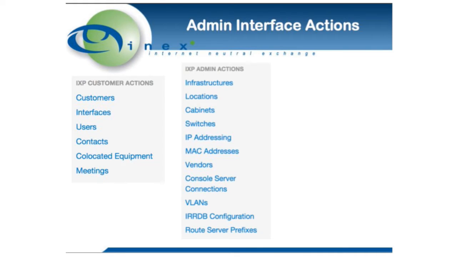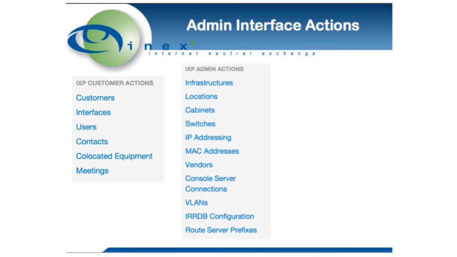Infrastructures: at INEX we run 2 infrastructures, so we have a primary and secondary LAN, one running Extreme, one running Brocade. Same as LINX, I think they have a Juniper LAN and a Brocade LAN. That kind of thing where each LAN is completely separate to the other, so if one has a failure, the other keeps working. So that's your infrastructures, and locations are data centers effectively, so you just add your data centers, cabinets or racks, and then you add your switches.